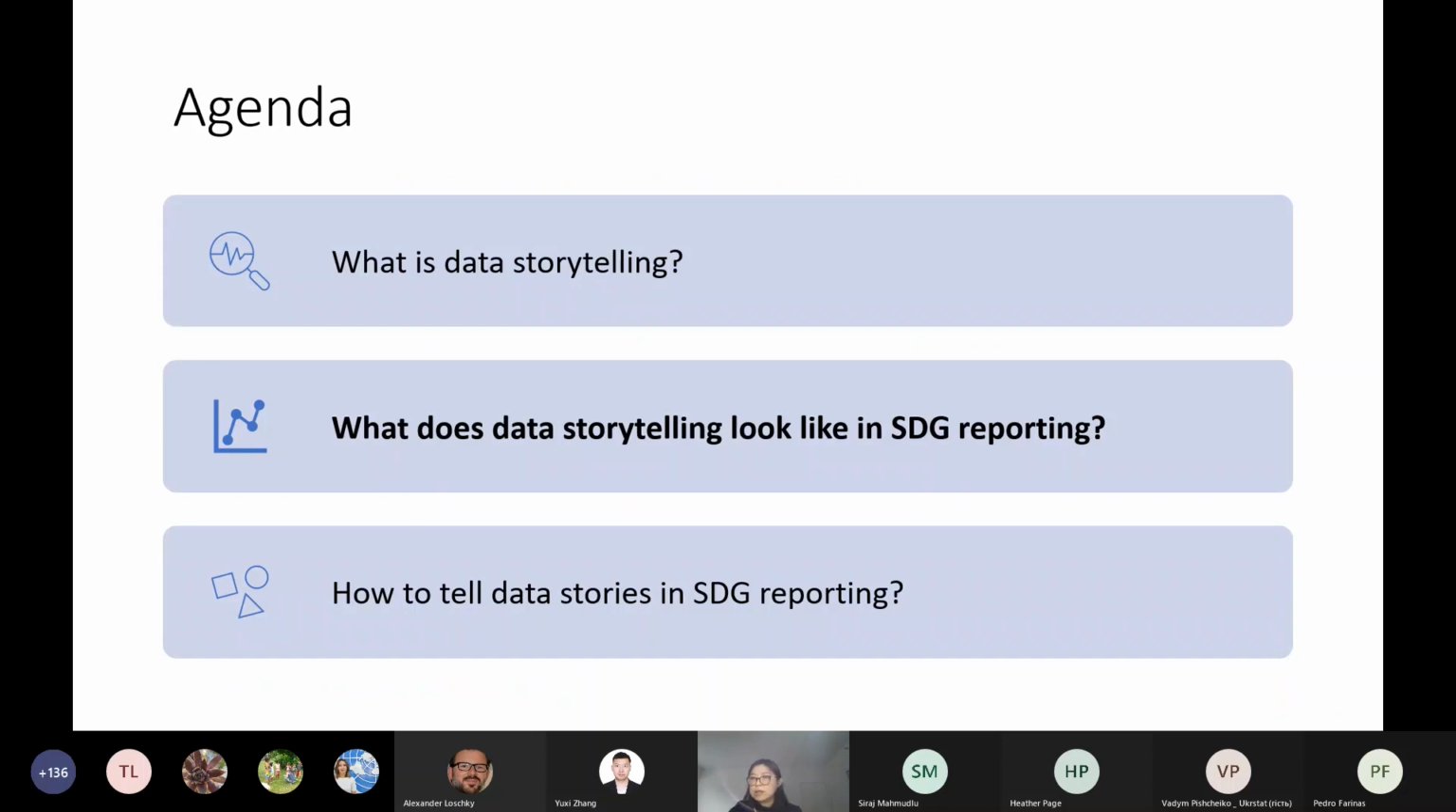And that's pretty much about the basic concepts or the core elements of data storytelling. So we're going to see next, what does data storytelling look like in SDG reporting, the field that we're familiar with?